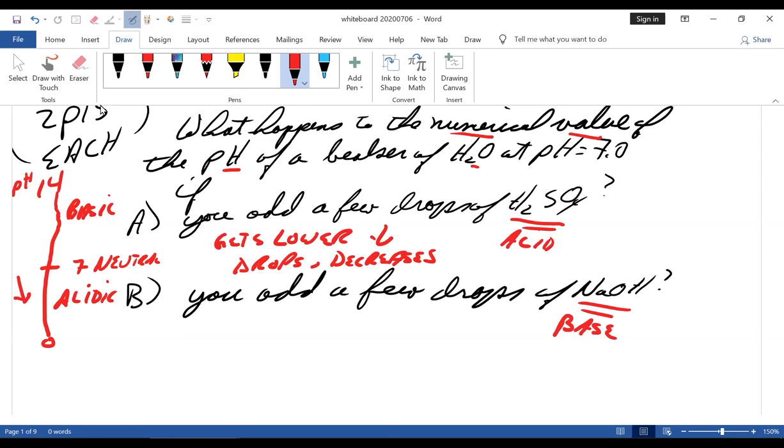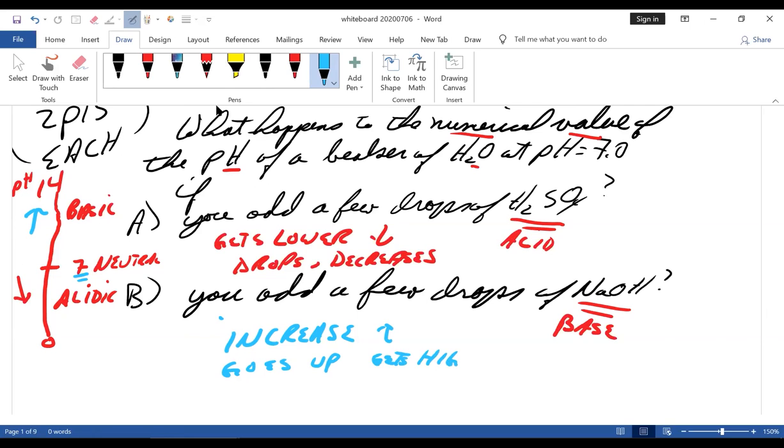And when you add a base to something, you make it more basic. You start out at seven or anywhere, it's going to become more basic, which means the pH will increase. So you could put down here, increase. You could put an arrow, goes up. You can put in words, goes up. Or gets higher. Or if you just put higher, I would accept that. And those are all answers.